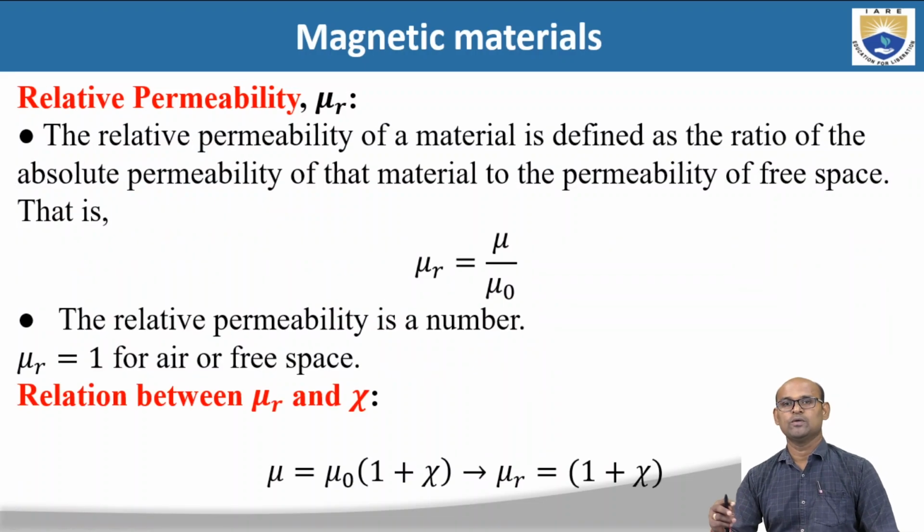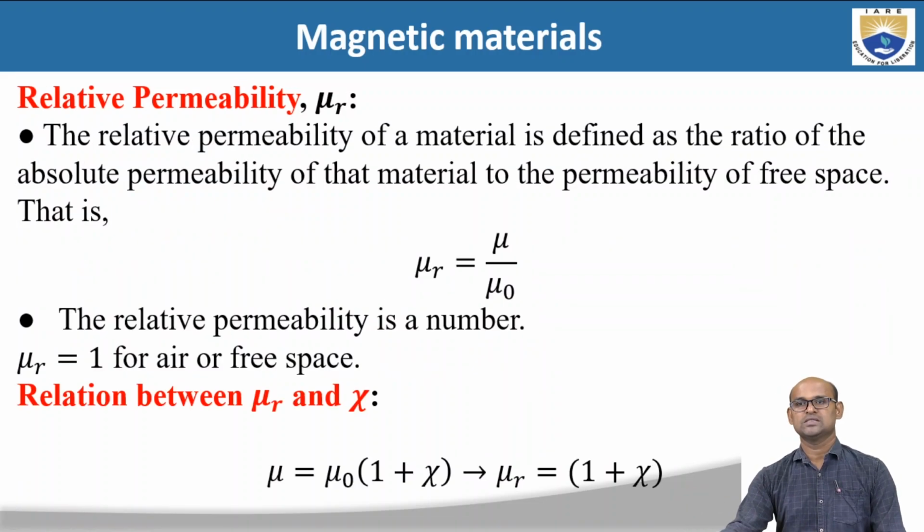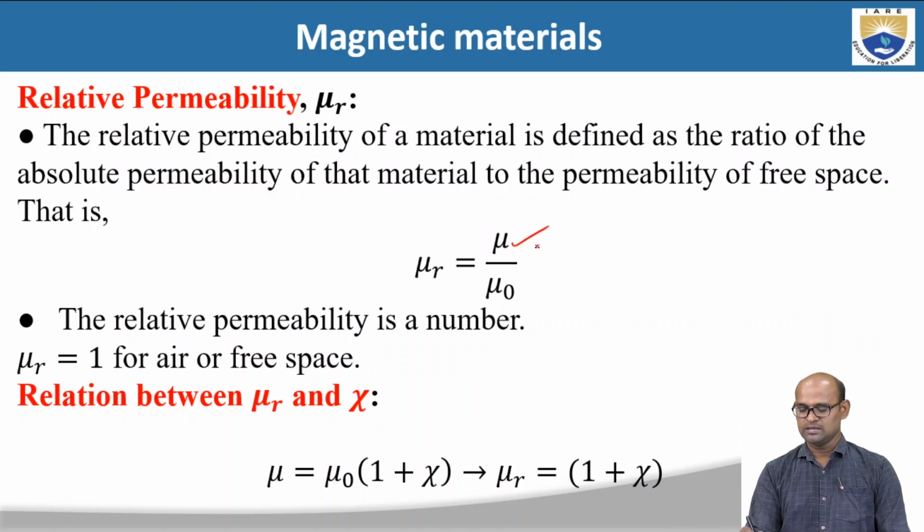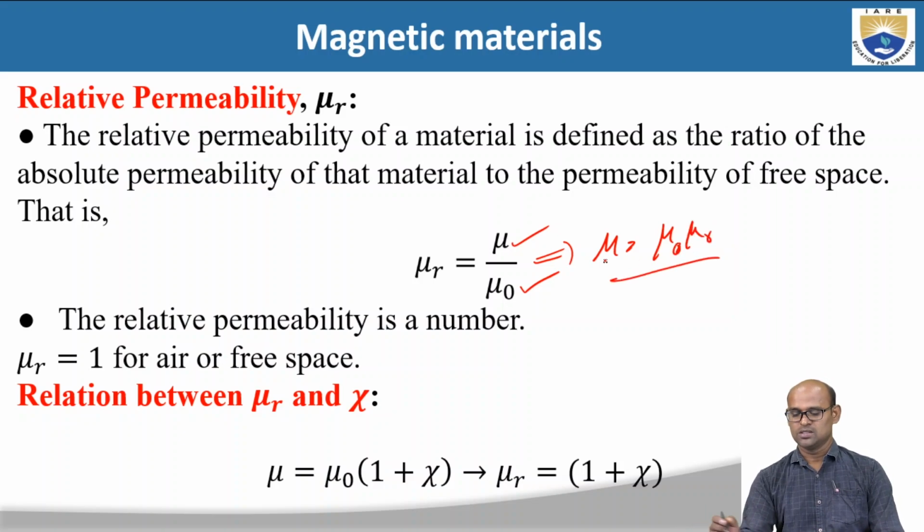Next, relative permeability. The relative permeability is defined as the ratio of the absolute permeability of the material and the permeability of free space. So, mu r is equal to mu divided by mu naught, or mu is equal to mu naught into mu r. Here, mu r is the relative permeability, which is 1 for free space or air.